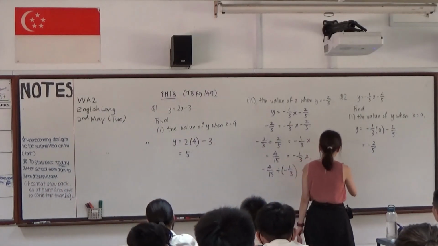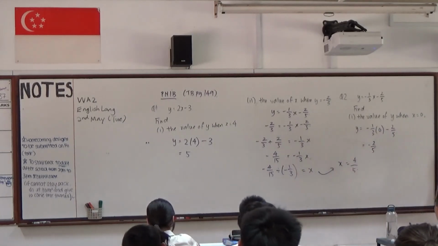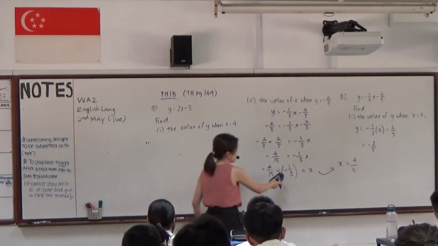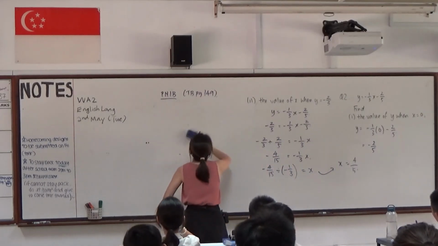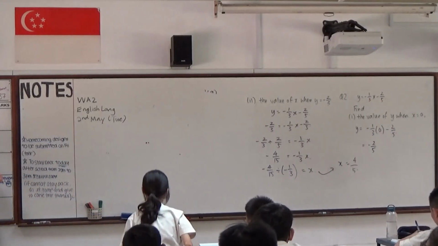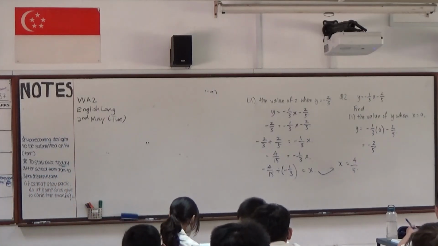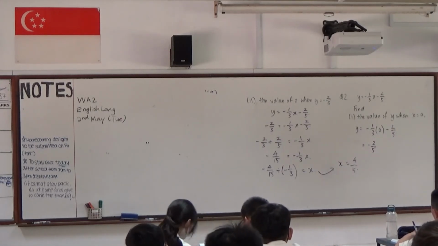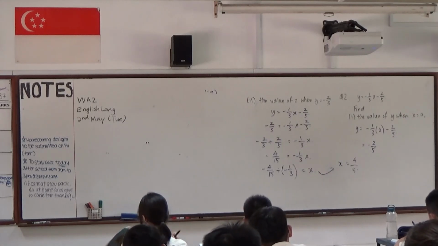And therefore, x equals 4/5. This one, press calculator now. So this is done. Questions? If we don't have questions, now I want you to take a look at page 3 of your graph paper. Let me find mine.